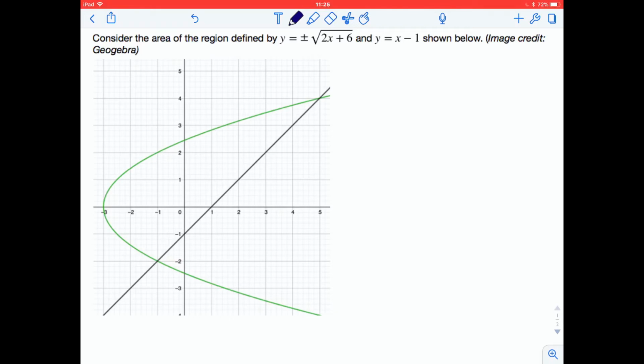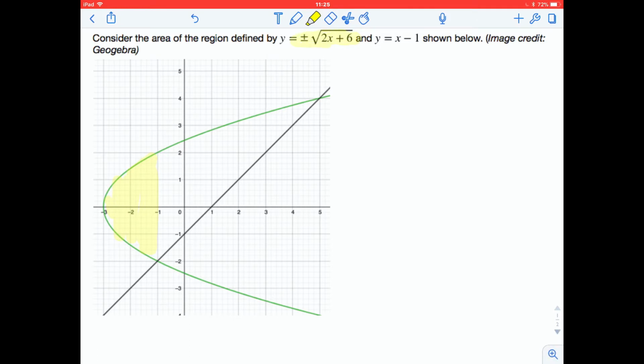So in this problem, we're asked to find the area of a region. There are a bunch of different ways that we could break this region up into pieces, into individual integrals, lots of different ways. It's made complicated by the fact that in this portion right here, we're looking for the area between the two sides of this square root curve.